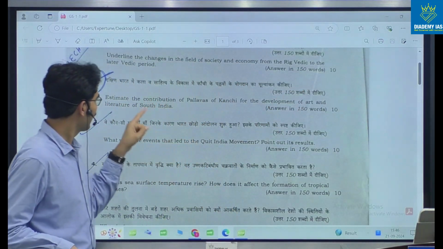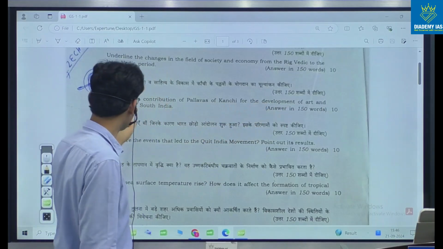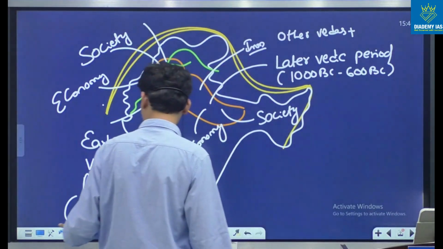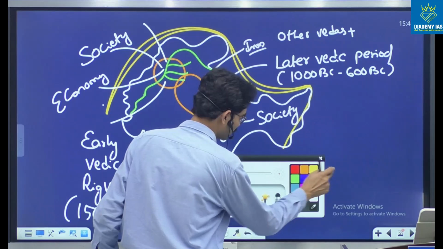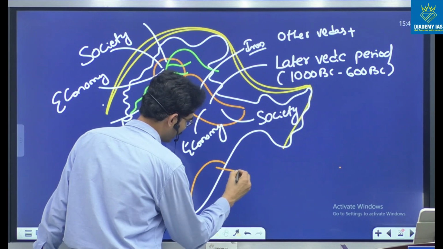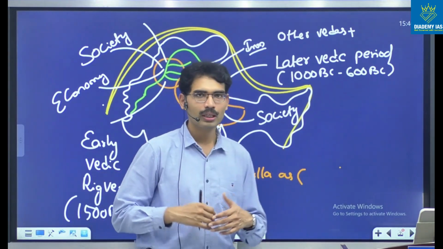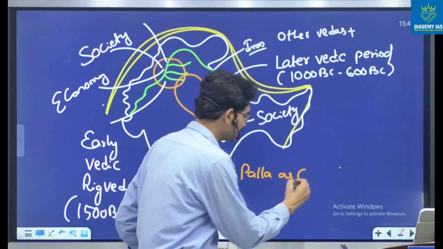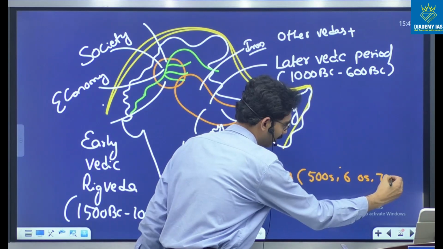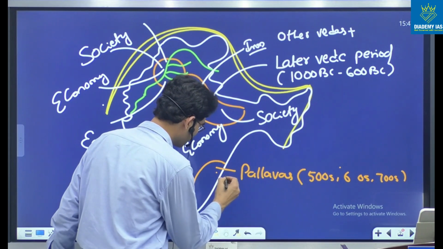The second one is: estimate the contribution of the Pallavas of Kanchi for the development of art and literature of South India. Now, this question is talking about which period, which region? This question is talking about this region. Here, Pallavas were there. Mainly during the 600s and 700s, they were very powerful. The Pallava capital was Kanchipuram.